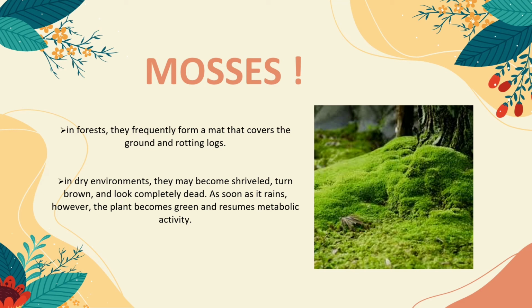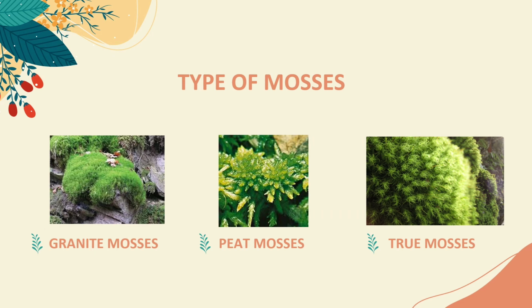From the picture, we can see that in forests, they frequently form a mat that covers the ground and rotting logs. But when it comes to dry environments, they may look completely dead as they become shriveled and turn brown in color. But as soon as it rains, these plants will become green and resume their metabolic activity. So, there are three types of mosses, which are granite mosses, peat mosses, and true mosses.